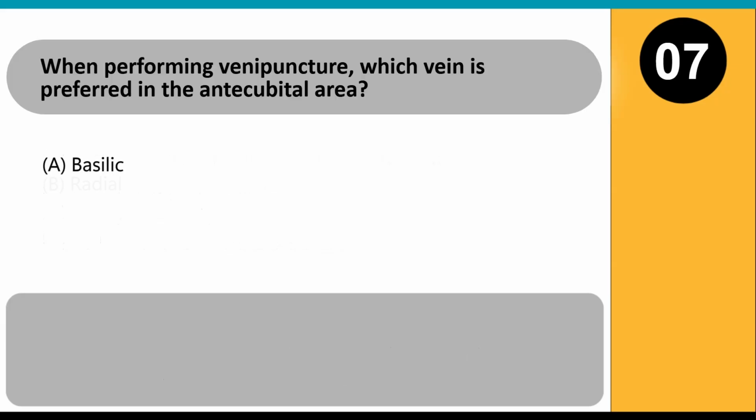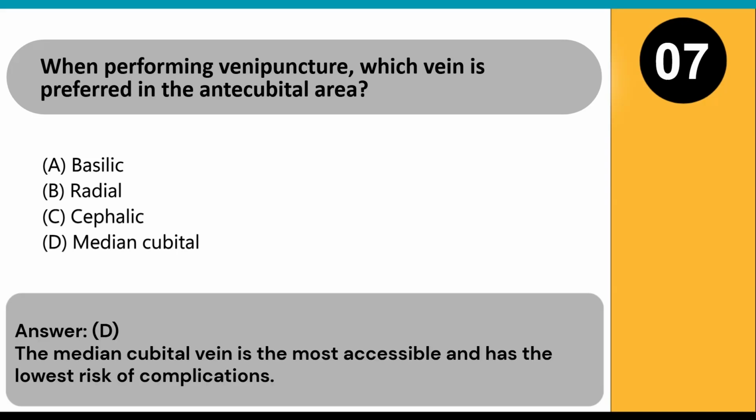When performing venipuncture, which vein is preferred in the antecubital area? A. Basilic. B. Radial. C. Cephalic. D. Median cubital. Answer: D. The median cubital vein is the most accessible and has the lowest risk of complications.